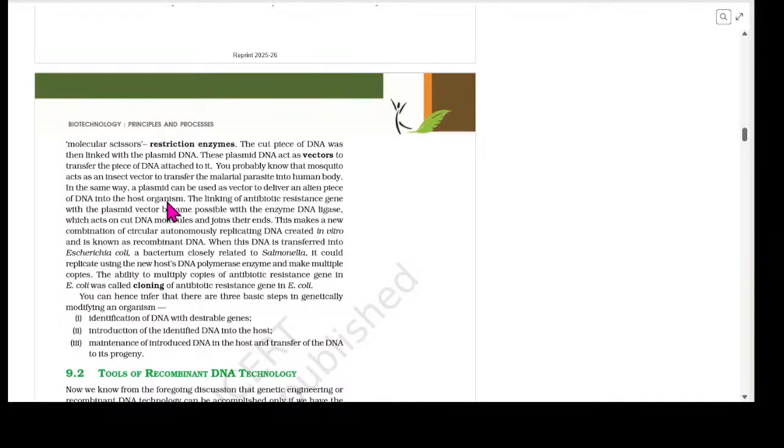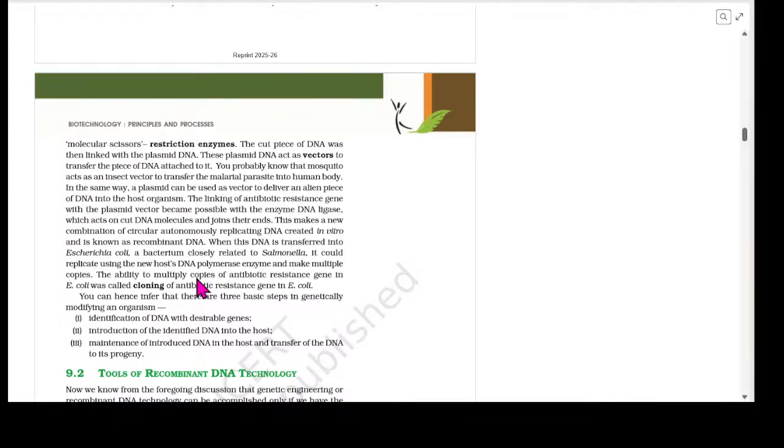The linking of antibiotic resistant gene with the plasmid vector became possible with the enzyme DNA ligase, which acts on cut DNA molecules and joins their ends. This makes a new combination of circular autonomously replicating DNA created in vitro, and it is also known as recombinant DNA. When the DNA is transferred into Escherichia coli, a bacterium closely related to Salmonella, it could replicate using the new host DNA polymerase enzyme and make multiple copies.